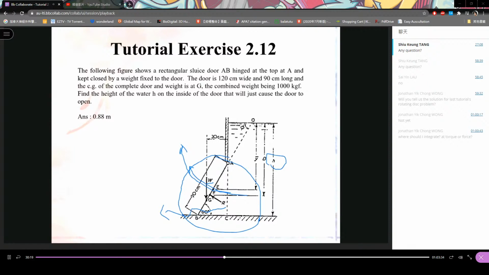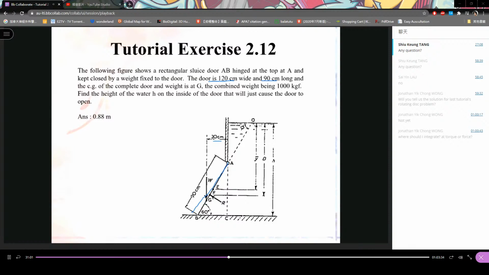Okay, now what is this question about? It tells you all this: you have a door which is 120 cm wide. The length of this door is 90 centimeter, and for the weight of the door, you can assume the CG is at this point. So the weight is acting at the CG, and the CG is 30 centimeter away from A. So you can calculate the anti-clockwise moment created by the weight.